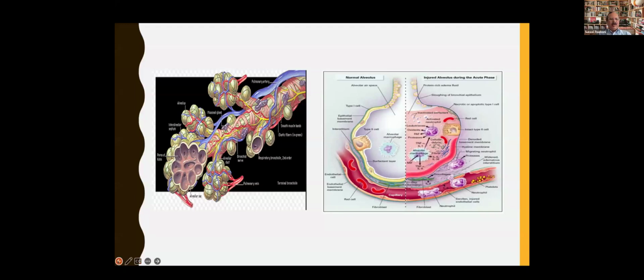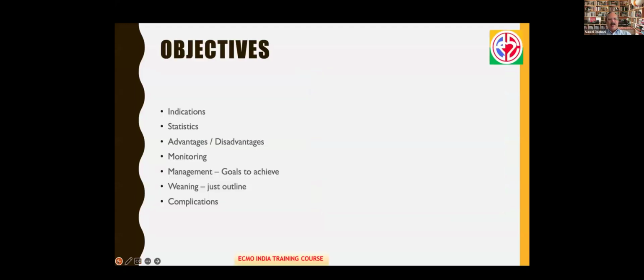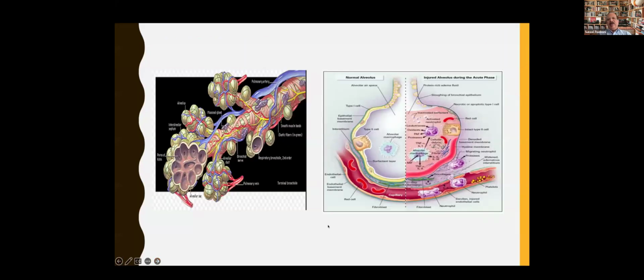Good, good, good. So I just went through one slide here. It is about my objectives and then the slide. It is very important to see this slide and understand this, because in the first half of this slide here, it shows the healthy alveolus, and in the second half, the diseased alveolus.